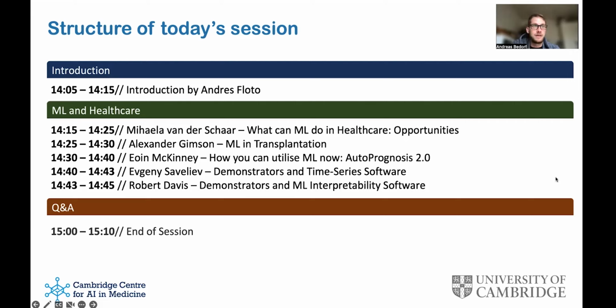Then we have Dr. Eoin McKinney, who will talk about how you can utilize machine learning now, introducing a very exciting tool that we have just released to the world a couple of weeks ago, AutoPrognosis 2.0. So you can find risk scores very quickly for whatever field you're working in. So this is quite exciting. Then we have Evgeny Saveliev, who will talk about time series software and show some demonstrators, as well as Robert Davis, who will also talk about demonstrators and machine learning interpretability software.